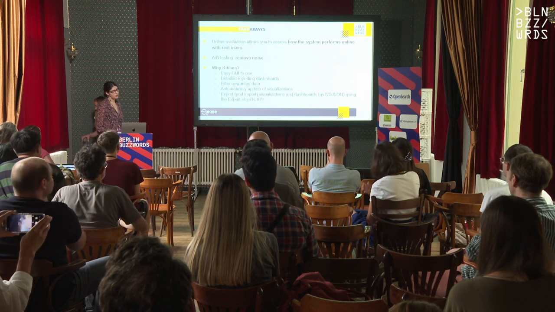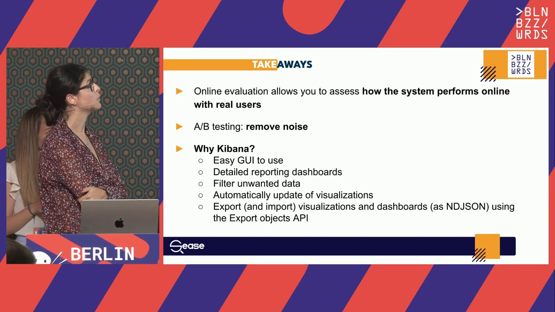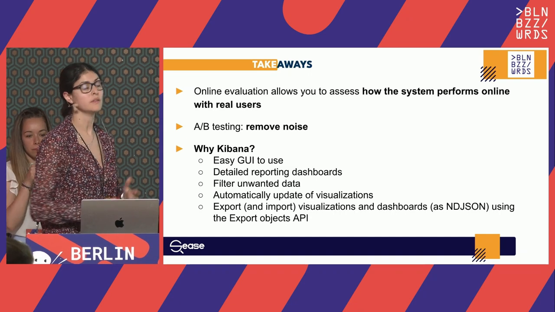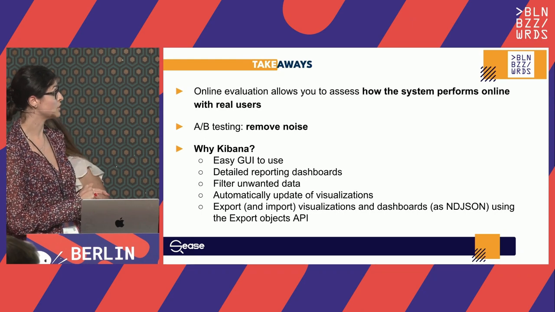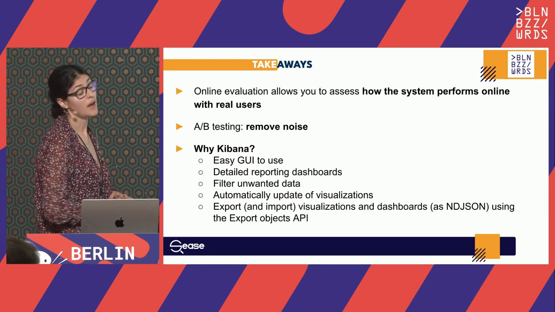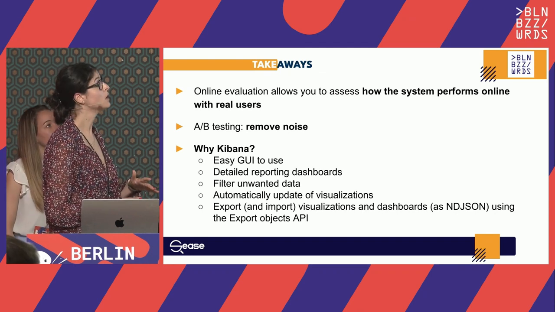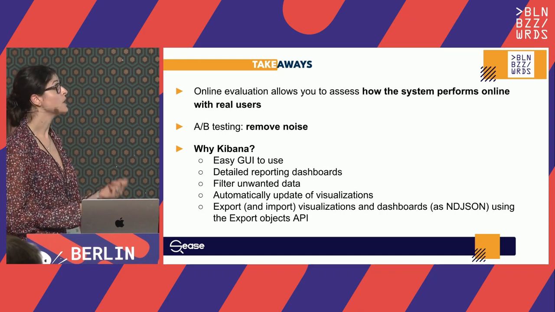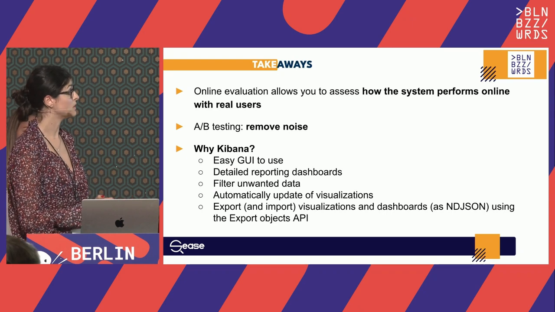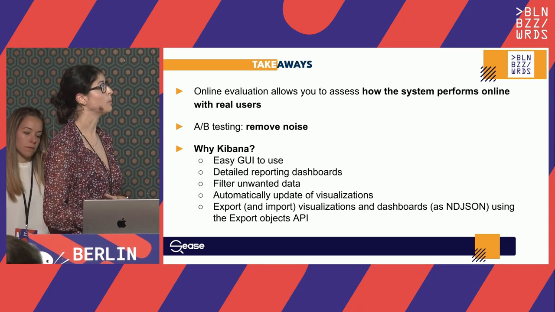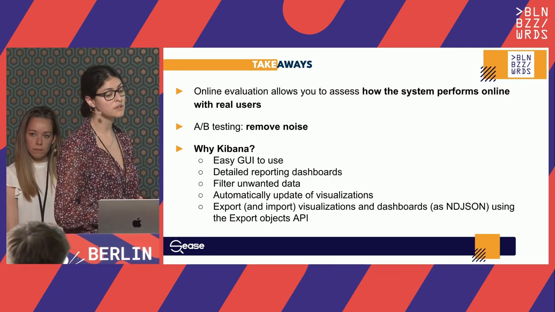As we have seen before, online search quality evaluation allows you to assess how the system performs online with your real users. So it's important to perform online evaluation and first an offline evaluation as well. Then we have seen A/B testing. The important thing to remember is to remove or reduce as much as possible noise. So you should consider only interactions that come from search result pages ranked by the models you are comparing, so not the interactions coming from other pages or other sources.